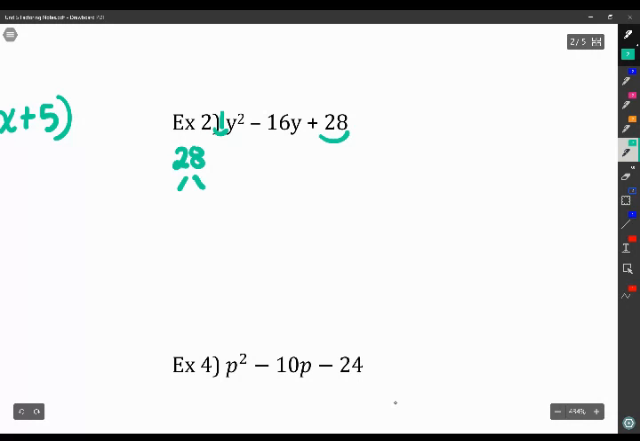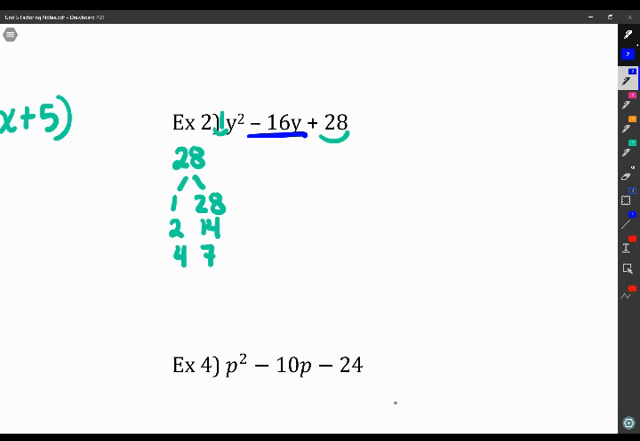Factors of 28 are 1 and 28, 2 and 14, 4 and 7. And notice that I go in order. I do that to make sure I catch everything because it makes it easier. So now we're looking for a pair that adds to give me negative 16. So 1 plus 28 is 29, doesn't work. 28 minus 1 is 27, doesn't work.